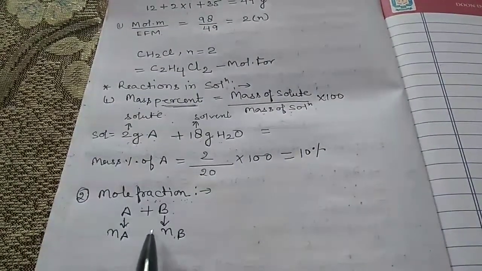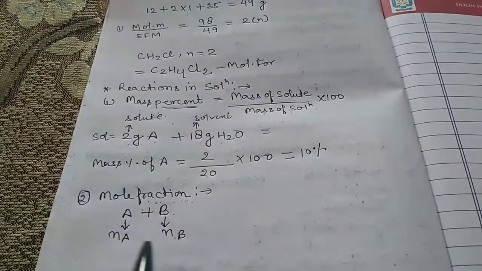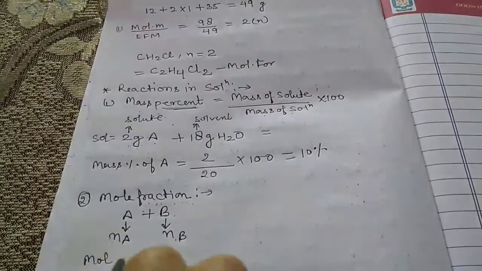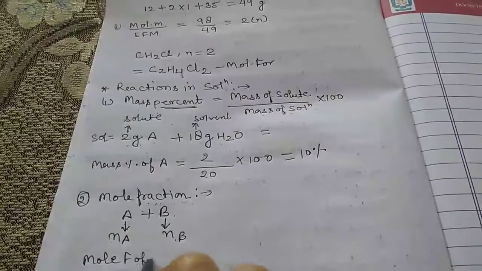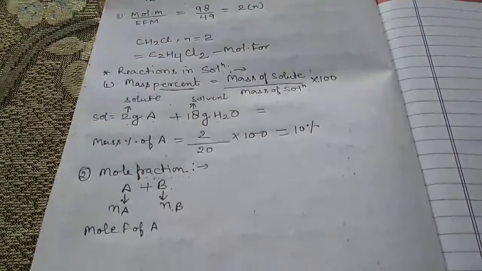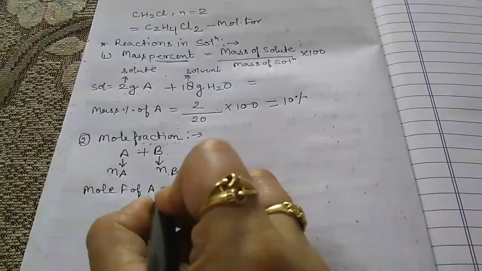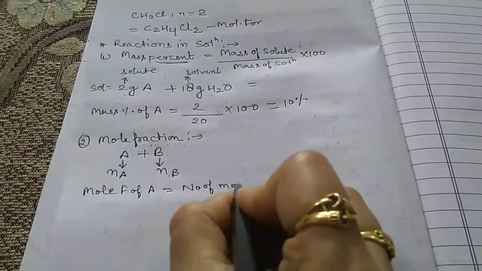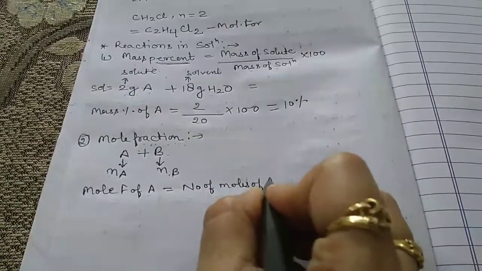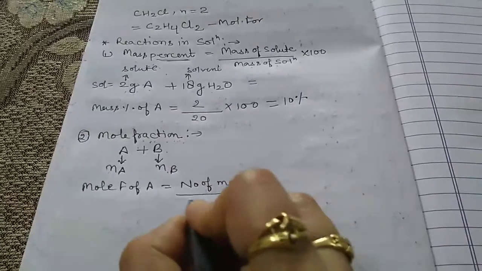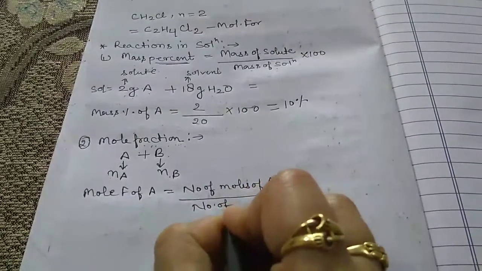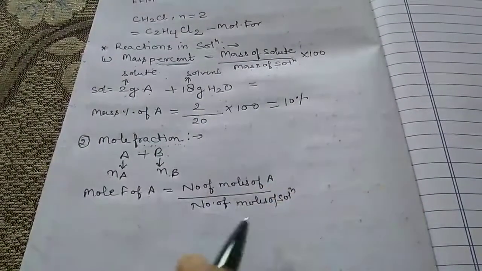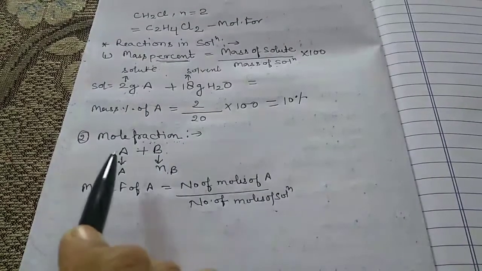Then we have to find out the mole fraction. First of all, the mole fraction of A. This is the formula: mole fraction of A is equal to number of moles of A upon number of moles of solution. Here we are talking about the solution, meaning A plus B.